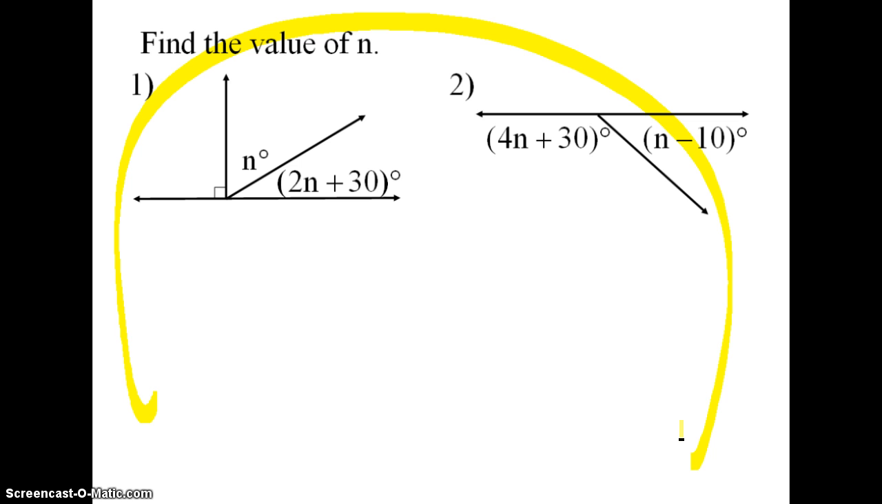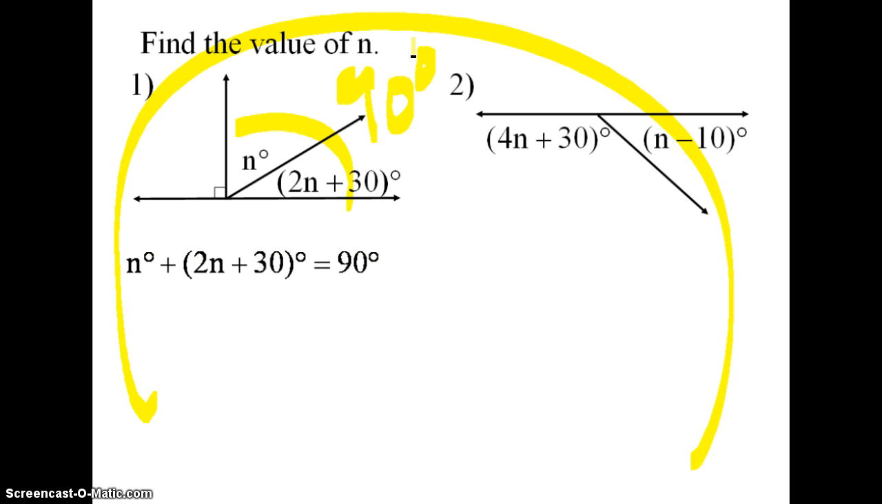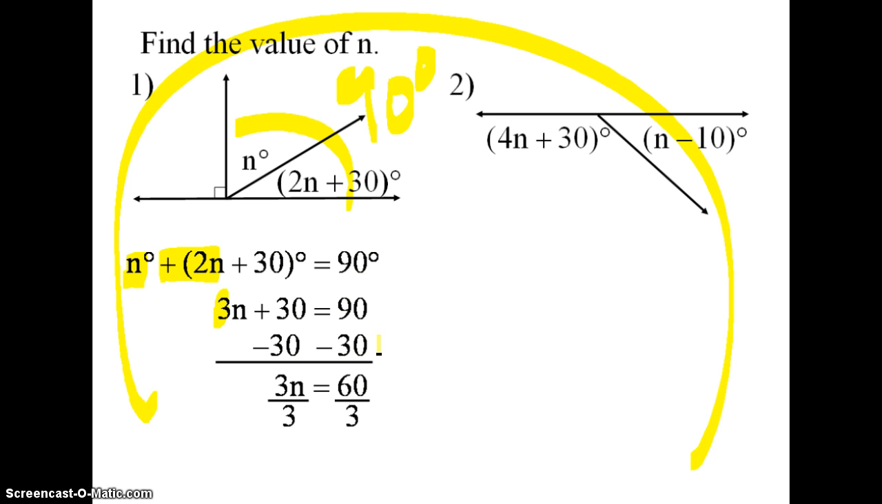Alright, in number 1, I can tell that the angle here is going to equal 90 degrees, meaning if I were to add them together, which is n degrees plus 2n plus 30, that equals 90. Without the degree symbols, if I add up n plus 2n, that gives me 3n. So 3n plus 30 is 90. Then I simply find n. I'm going to subtract 30 on both sides. 3n is 60, which means n is 20. Now, I'm going to say that angle n degrees is 20 degrees.